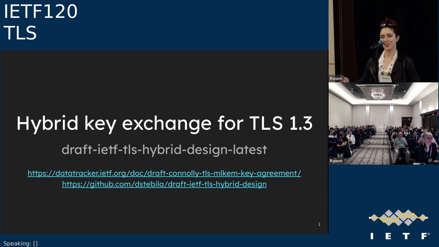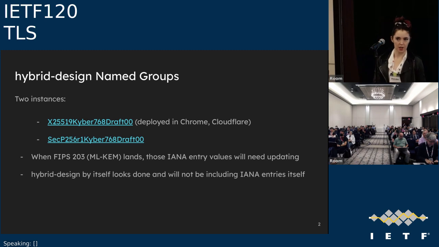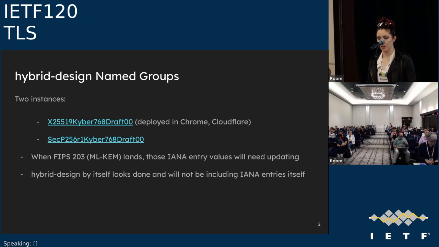Hybrid key exchange for TLS 1.3. This is not my document, I contributed to it. This is Douglas Stebila and a couple of other people. This is how you take elliptic curve Diffie-Hellman and a chem. The only two instances so far have been using MLChem, previously called Kyber, specifically Kyber 768, and combining them into TLS 1.3 key exchange to do your shared secret at the very end. We have two instances that point to this document.